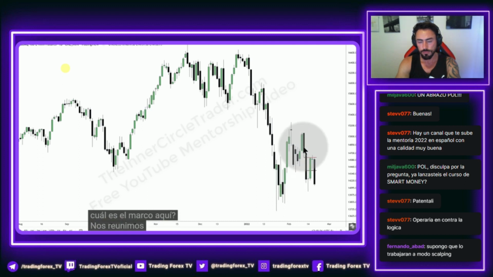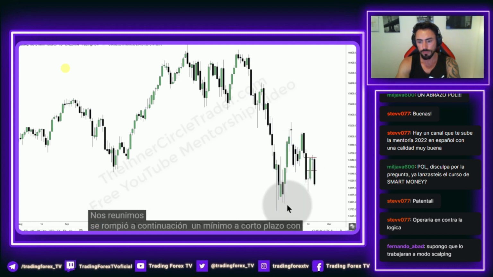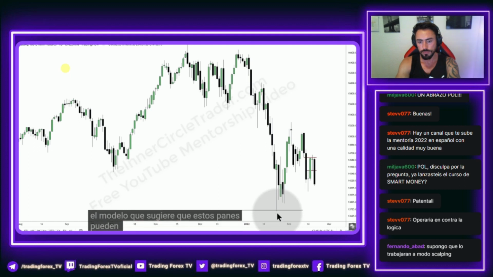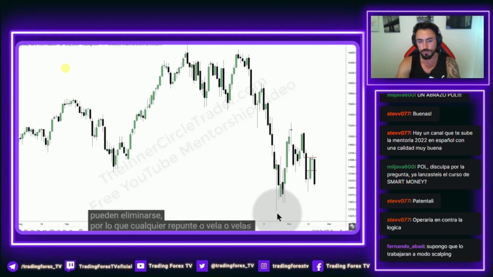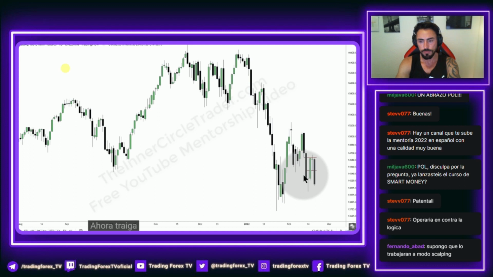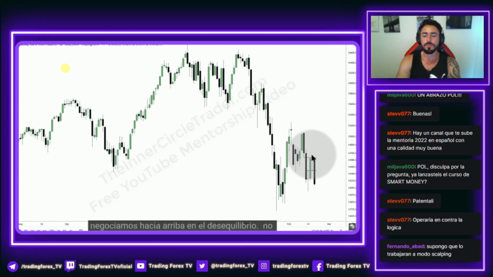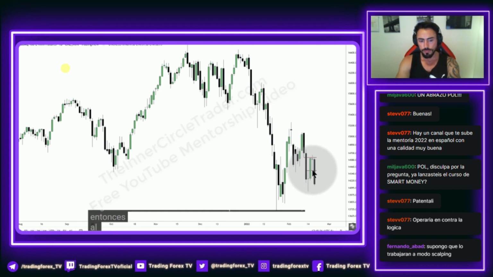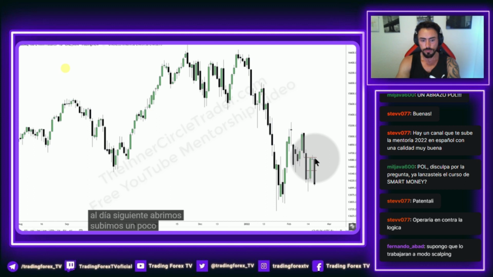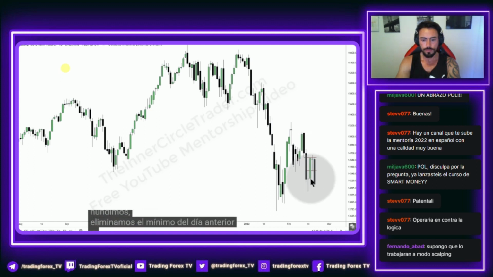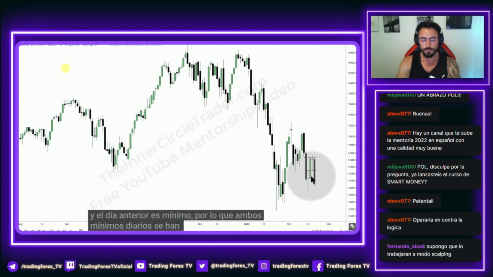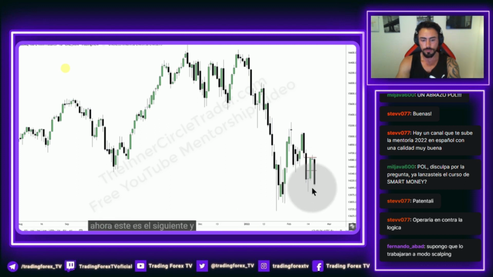We rallied, broke below a short-term low, with the model suggesting that these lows may be taken out. So any rally or up-close candle or candles should be viewed as a potential shorting candidate. Now, ring in the imbalance. We traded up into the imbalance one more day. We swept above it, not by much. Then the next day we open, we rallied just a little bit, and then plunge. We took out the previous day's low and the day before its low. So both of these daily lows have been cleaned out. Now this one is the next one.